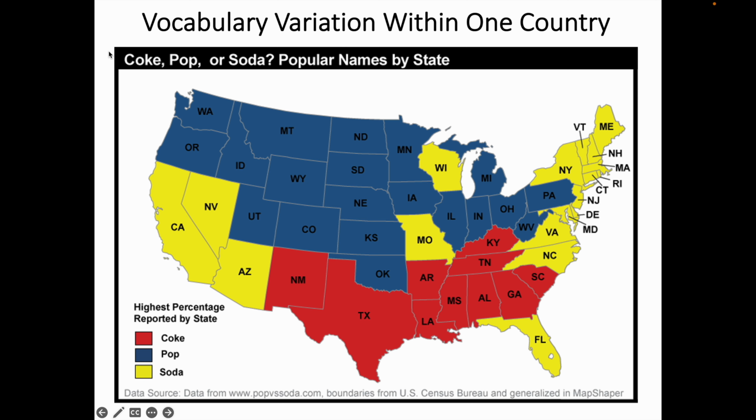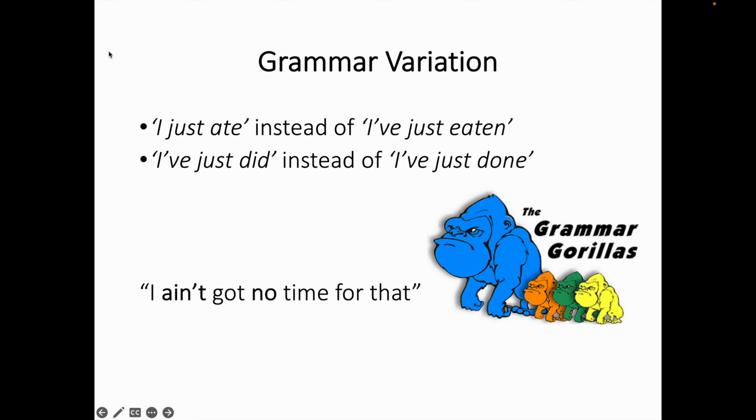Another thing that varies from one variety of English to another is grammar. There are many things that may be different in dialects in terms of grammar. For example, Americans tend to use the past simple where Brits would use the present perfect. The Americans say, "I just ate," instead of "I've just eaten." Apparently, such differences are minor.